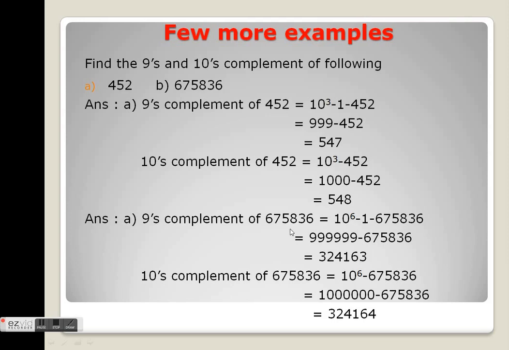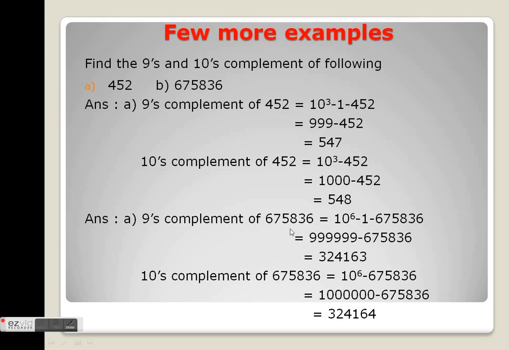We will put these values in the formula, and we'll get 10 raised to the power 3 minus 1 minus 452, which in the next step will become 999 minus 452, and finally we'll get 547. Students, we know that we can solve this with a shortcut also. We will subtract this number 452 from 999, because the number of digits in this case is 3, so we will write 9 thrice, and after that we will subtract 452 from 999, and we will get 547 in the result.